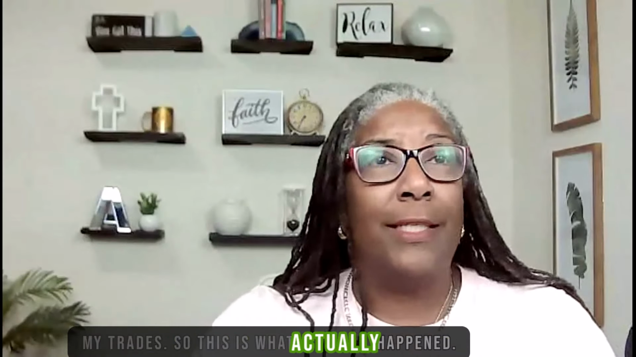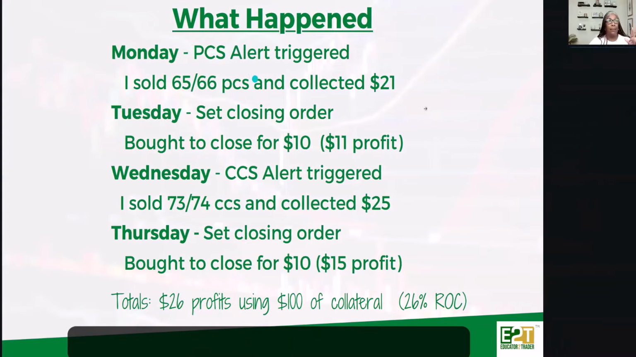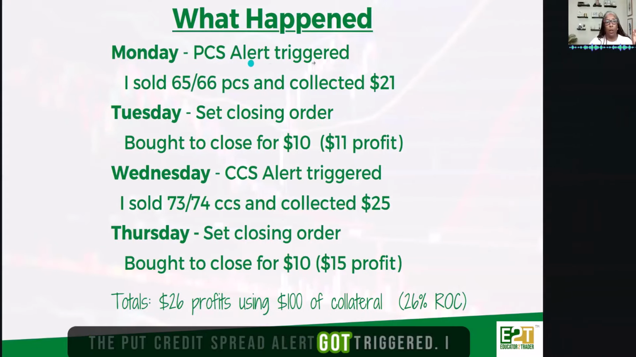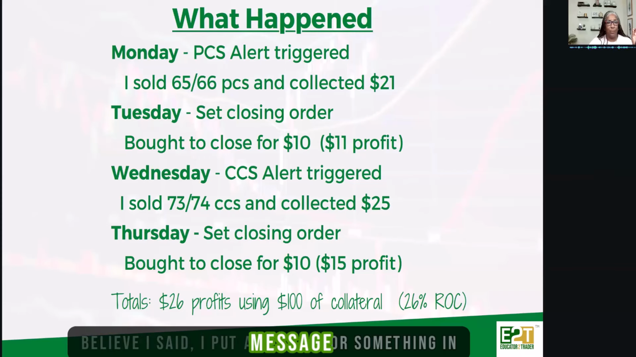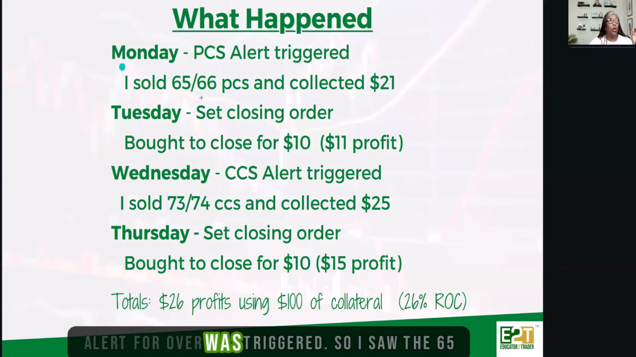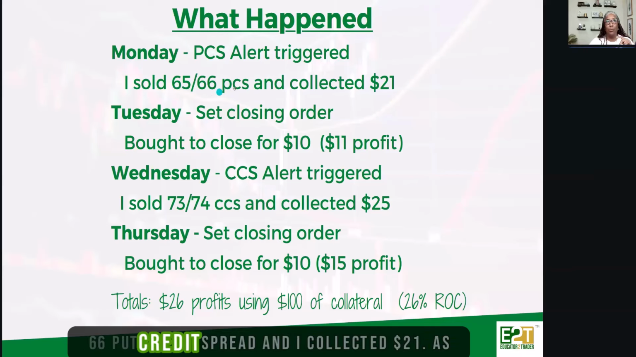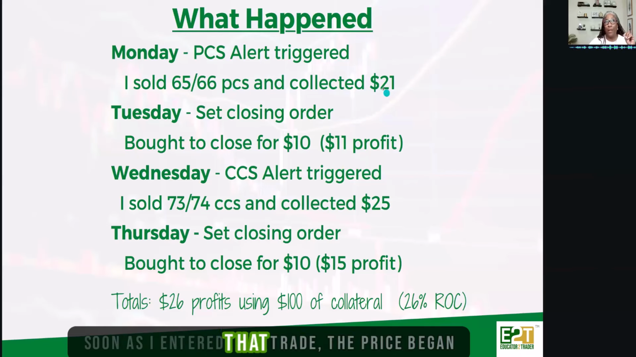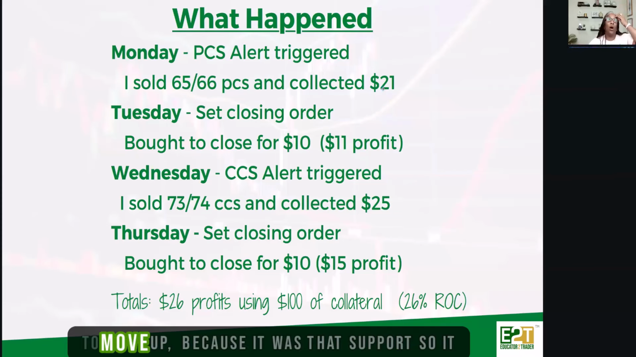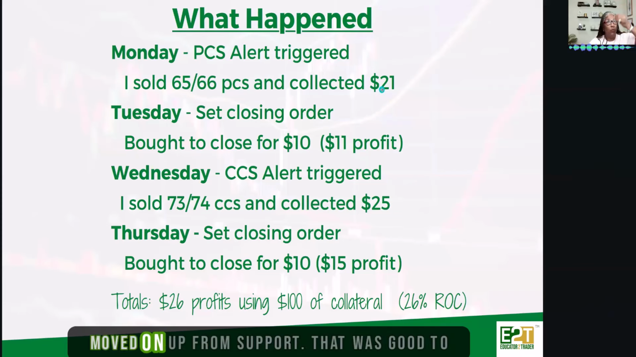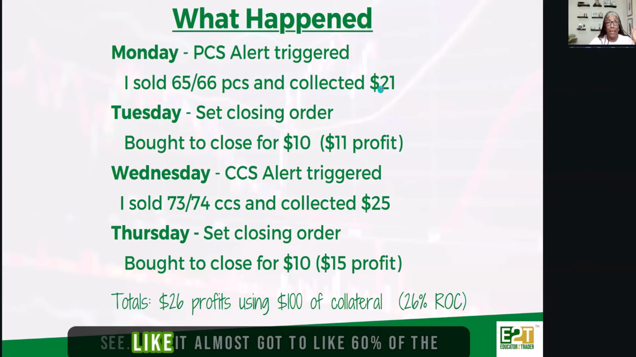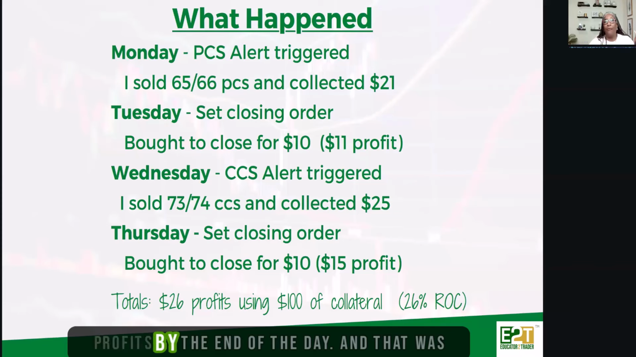So this is what actually happened. On Monday, the put credit spread alert got triggered. I believe I put a message in the chat that the put credit spread alert for Uber was triggered. So I sold the 65/66 put credit spread, and I collected $21. As soon as I entered that trade, the price began to move up because it was at support. That was good to see. It almost got to 60% of the profits by the end of the day.